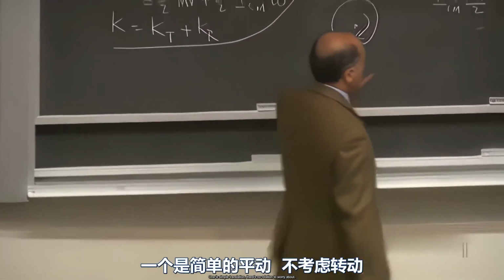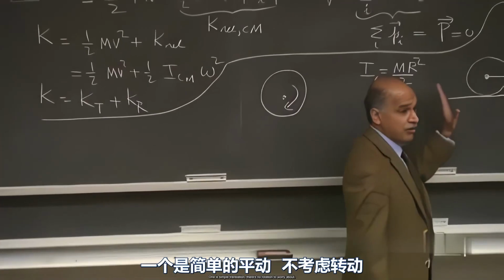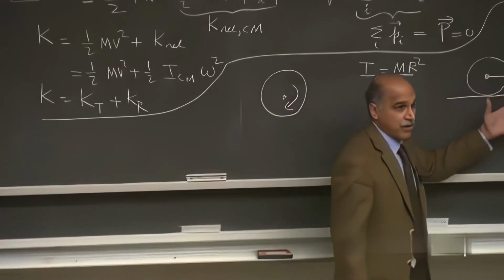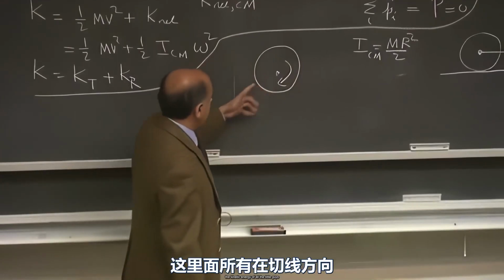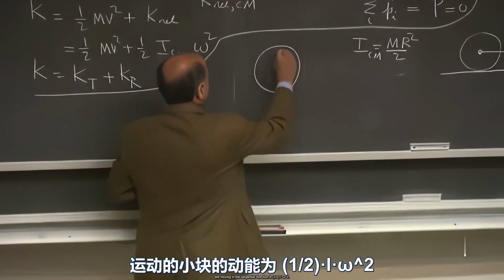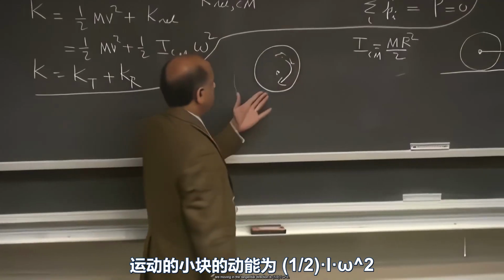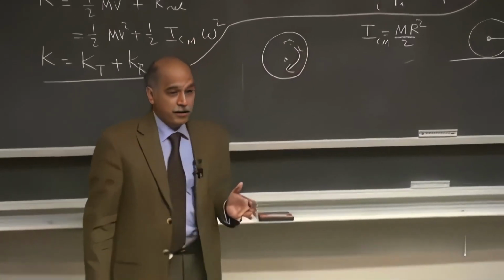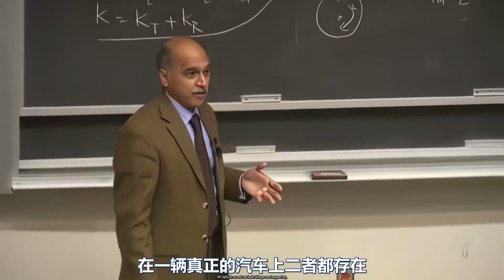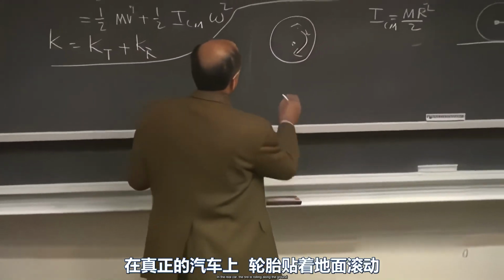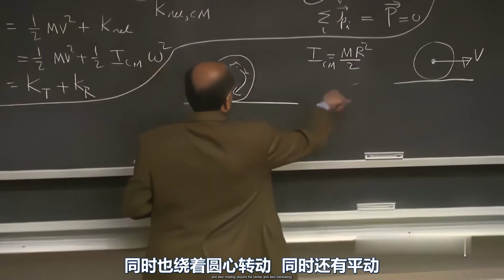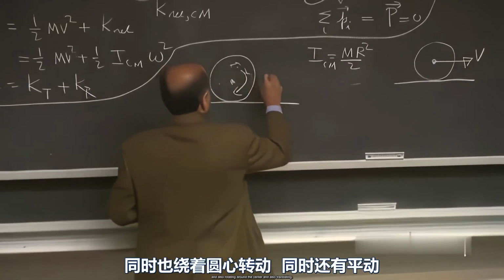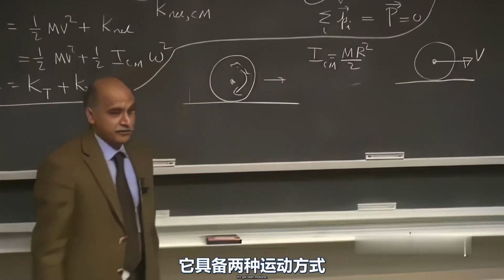One is simple translation. There is no rotation to worry about. The energy is 1/2 mv squared. The other is simple rotation, which we learned, no translation. The kinetic energy of all the little guys, all moving in the tangential direction, is 1/2 I omega squared. Now in a real car, both things are happening. The tire is rolling along the ground and also rotating around the center and also translating. It's got both motions.